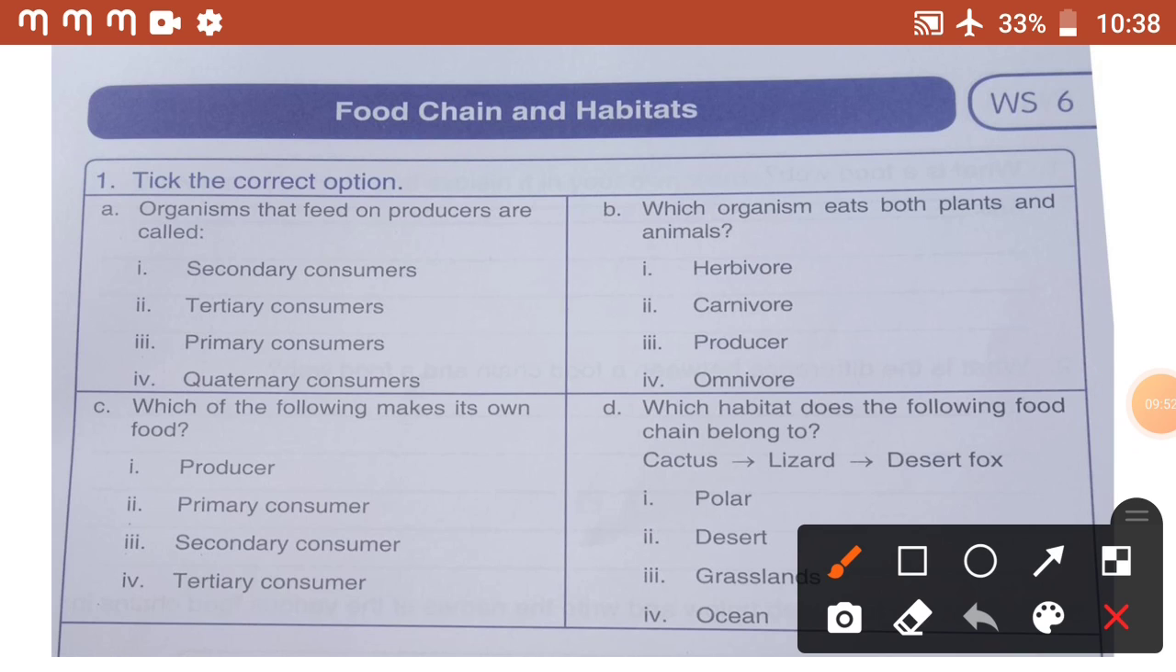Now, first A1: organisms that feed on producers are called primary consumers. So third one is the correct answer. B1. Which organism eats both plants and animals? They are omnivores. Fourth one is the correct answer. Now C1. Which of the following makes its own food? They make their own food, that is producers. First one. D1. Which habitat does the following food chain belong to? Cactus, lizard, desert fox. This is desert habitat. So second one is the correct answer.